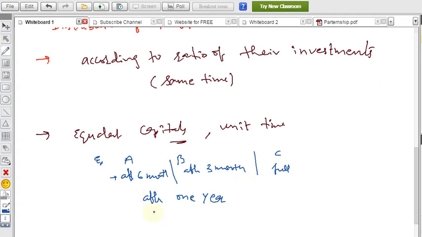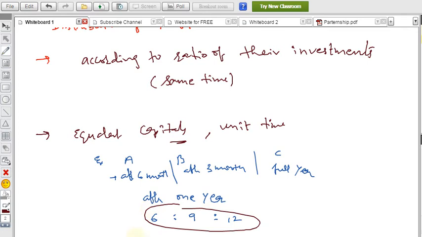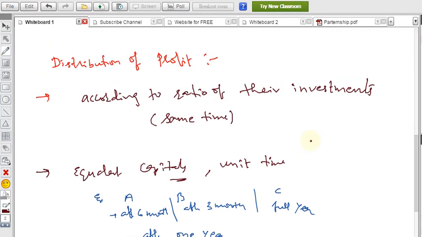Now A spent the money only for 6 months. B is for after 3 months, that means 9 months he was there. Then C is full year. Full year is 12 months. Now this is the unit of time. Based on the unit of time, this ratio will be calculated to find out the distribution of the profit.